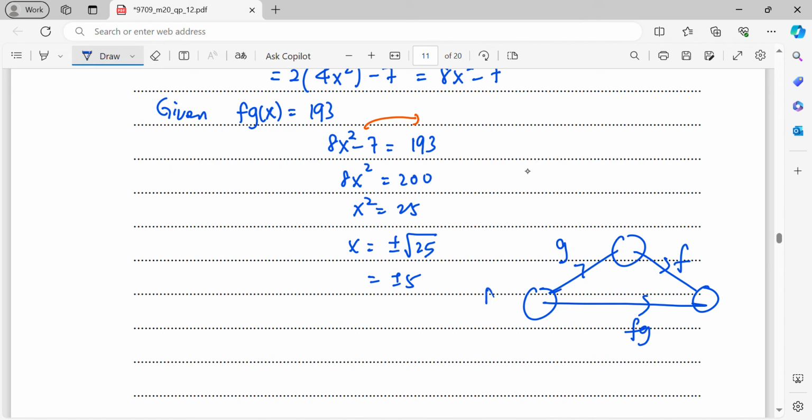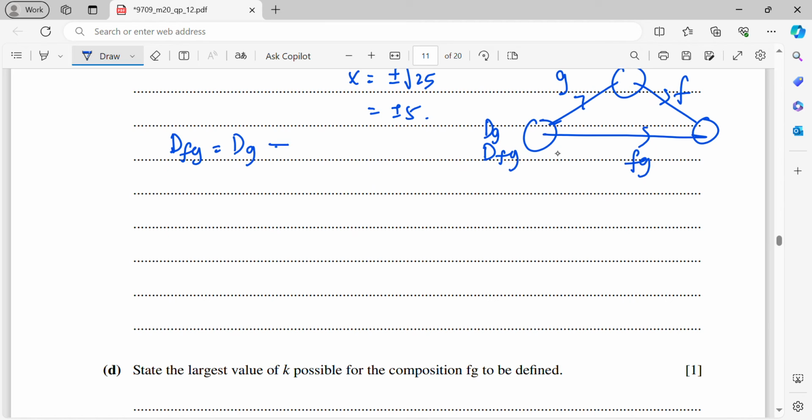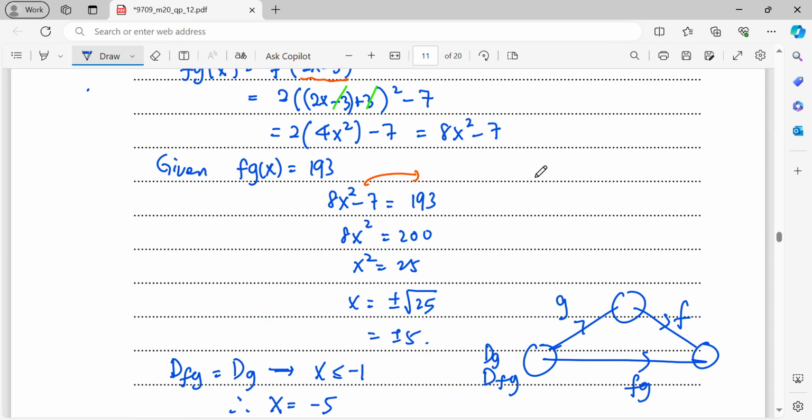Right, so this is domain g, at the same time domain fg. So now this x is basically the domain fg. That means now here we know that domain fg equals to domain g. So look at your domain g. Your domain g is x less equals to minus 1. Right, that means now x must be less equals to minus 1. So when less equals to minus 1, now you have found x equals to plus minus 5. Therefore, the x must be just minus 5 because we have to accept less than equals to minus 1 for the solution.